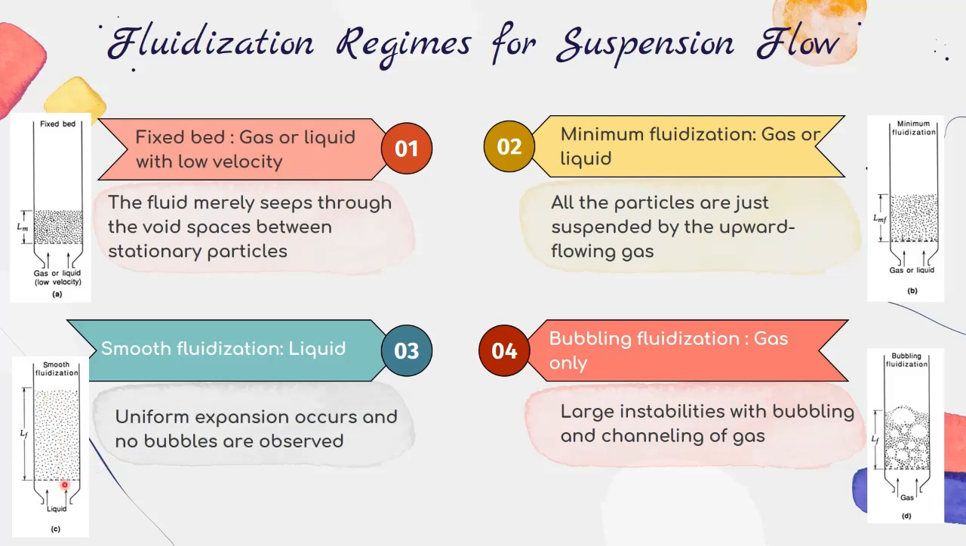The fourth one is bubbling fluidization, applicable for gas only. An increase in flow rate beyond the point of minimum fluidization results in large instabilities with bubbling and channeling of gas. As you can see in the picture here, the bubbles are formed in the bed.